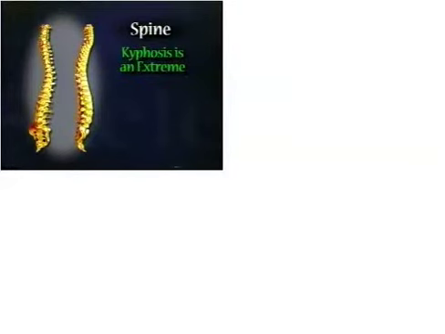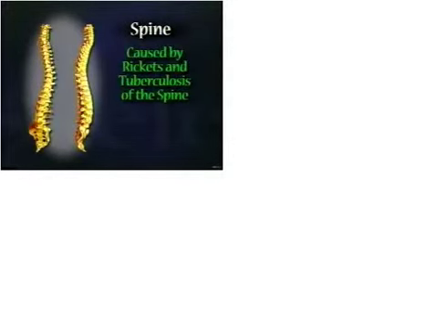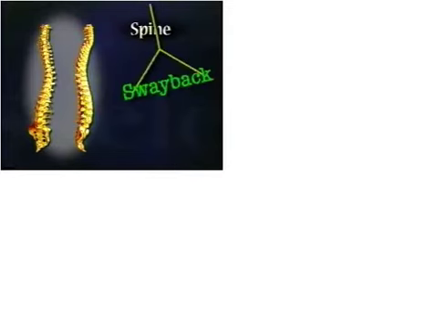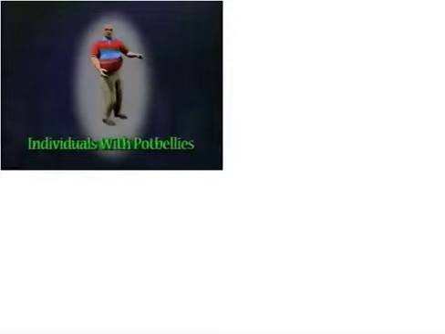Kyphosis is an extreme thoracic curvature, creating a condition known as hunchback and inspiring lackluster animated films. You can get this disease from rickets and tuberculosis of the spine. Lordosis is an extreme lumbar curvature and is commonly referred to as swayback. Lordosis sometimes affects pregnant women and individuals with potbellies. This is because people with potbellies have a tendency to thrust their abdomens forward.